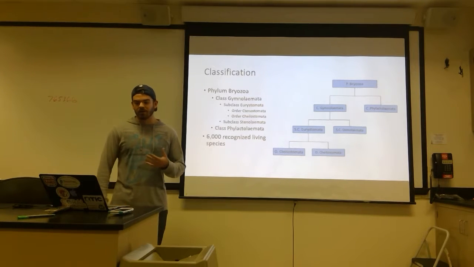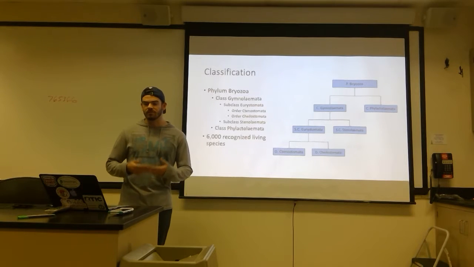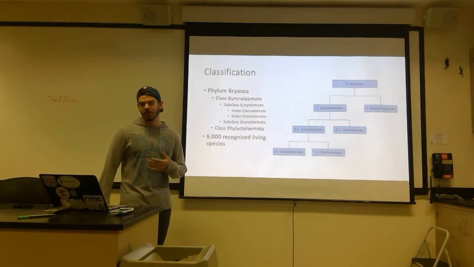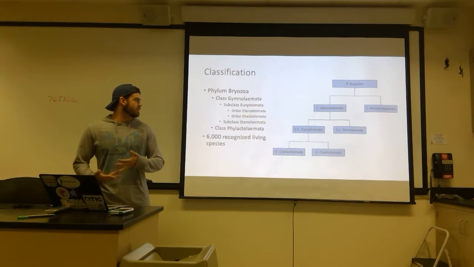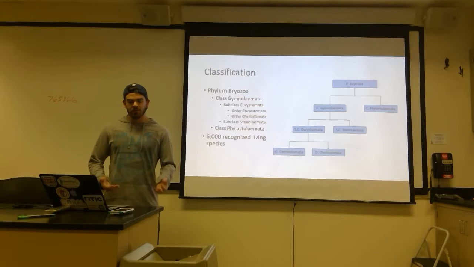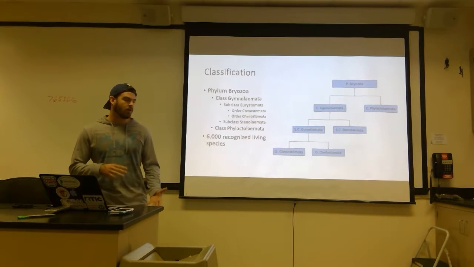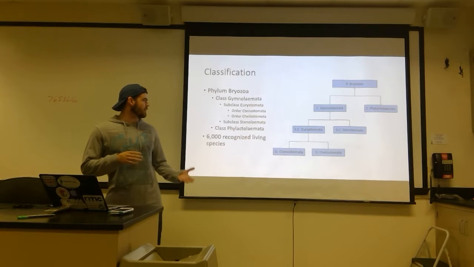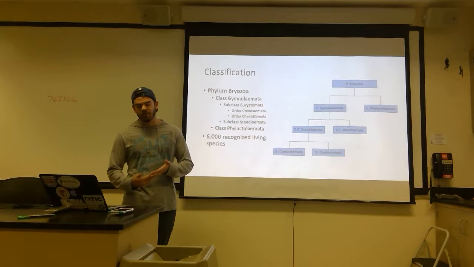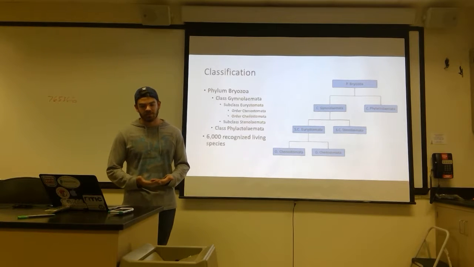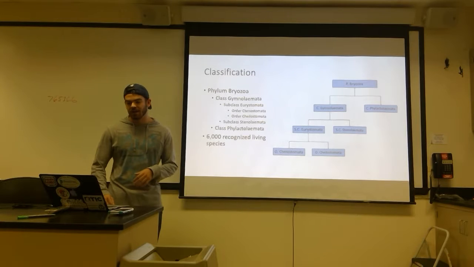The Gymnolemmata house all the marine organisms as well as certain freshwater species, and can be further split into two subclasses, the Eurystomata and the Stenolemmata. In the Eurystomata, we have two orders that house the vast majority of all the bryozoans, the Ctenostomata and the Chelostomata. In our other class, the Phylactolemmata are all of our freshwater specimens. As a whole, for bryozoans, there are up to 6,000 recognized species.